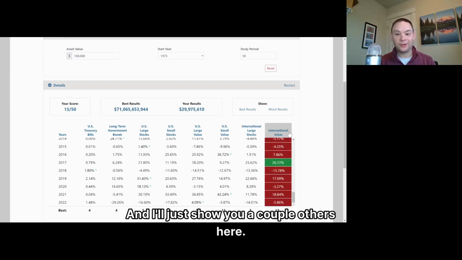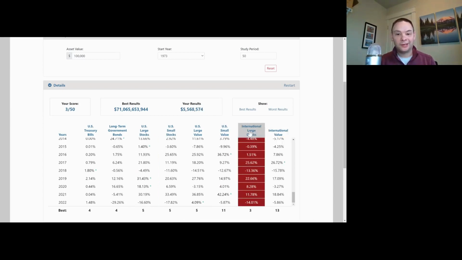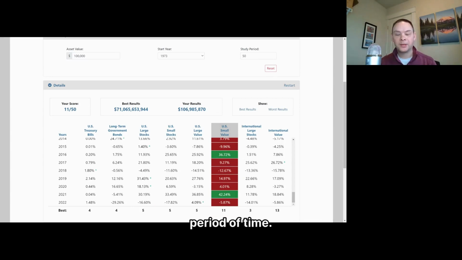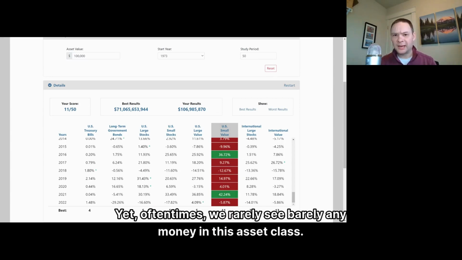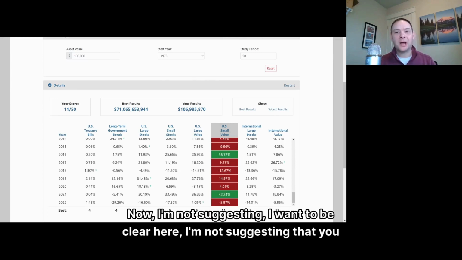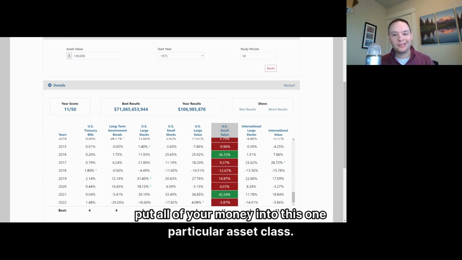I'll just show you a couple others here. Here's 30, here's 5. But this asset class, US small value, is the best asset class over this 50-year period of time. Yet oftentimes we see barely any money in this asset class. We might see 2, 3, maybe 4% of anyone's portfolio sitting in it. Now, I want to be clear here, I'm not suggesting that you put all of your money into this one particular asset class.